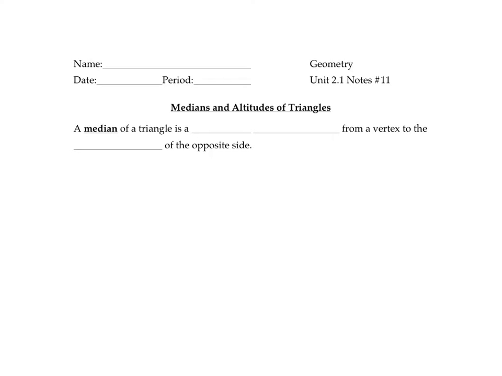Hey everyone, today's lesson from Unit 2.1 is our very last lesson in this unit. It's notes number 11, and we will be taking a look at medians and altitudes of triangles. A median of a triangle is a line segment from a vertex to the midpoint of the opposite side.